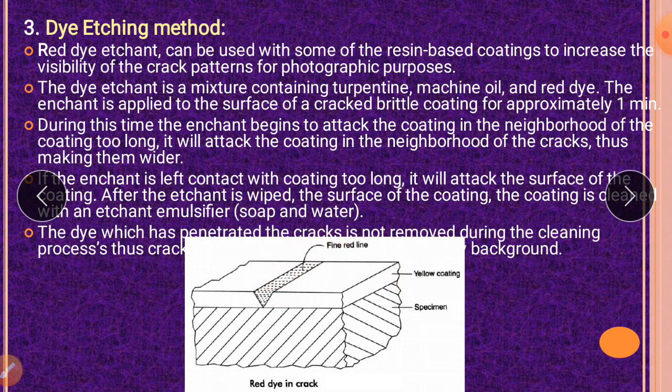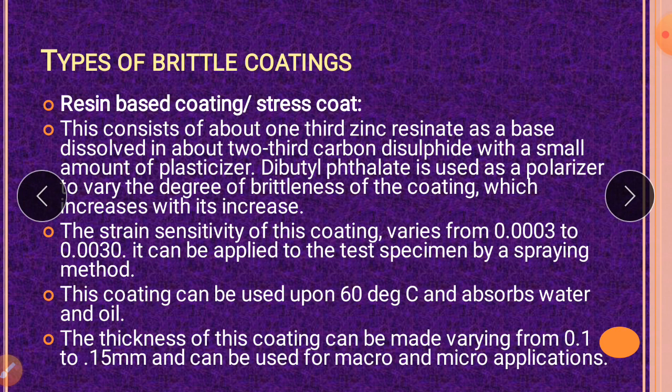It's nothing but a simple dye etching method. You have made an experiment on this also. You have to determine the cracks over the surface. You apply the etchant. After some time you remove that etchant, but some amount of etchant penetrates inside the coating cracks, and when you remove that, the cracks appear like red lines. So that can be used for photographic or analysis purposes.